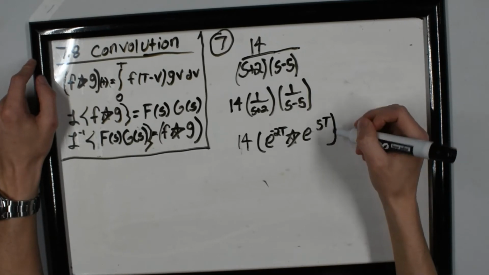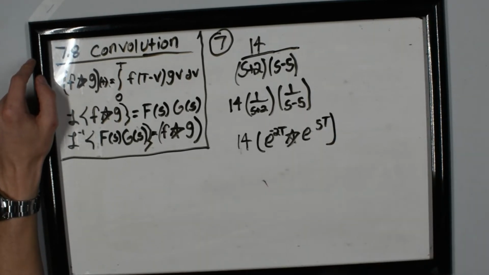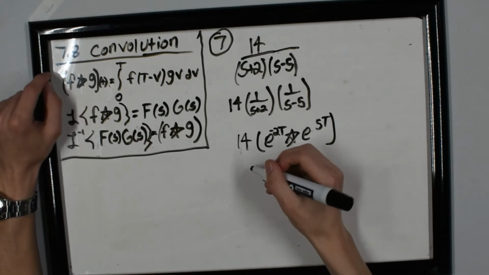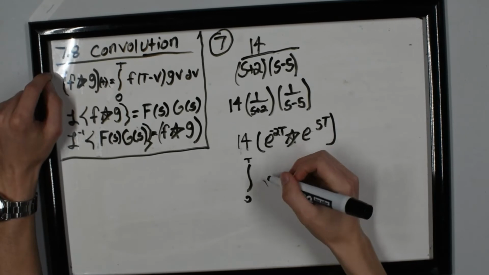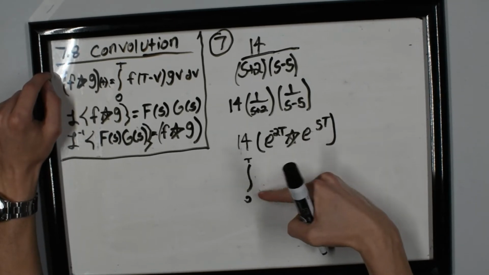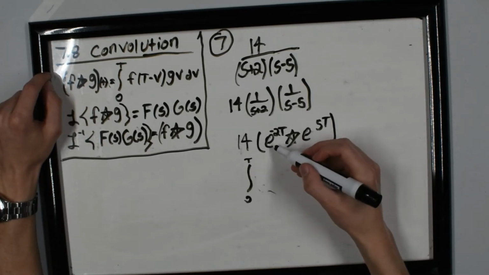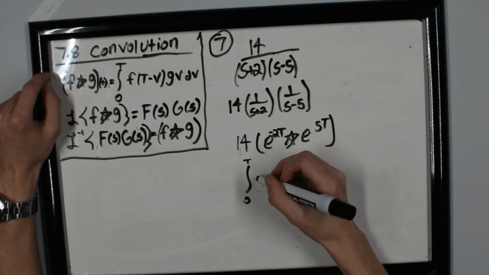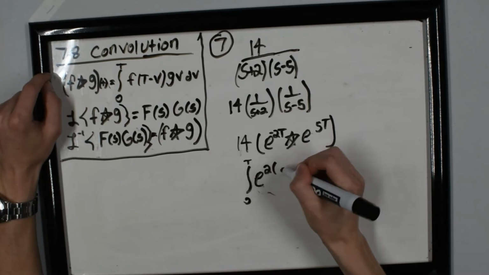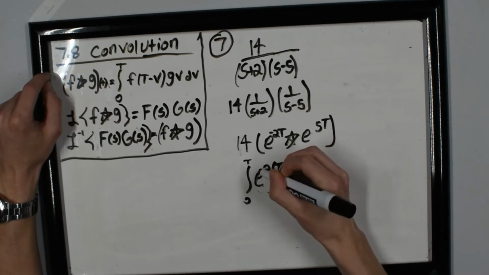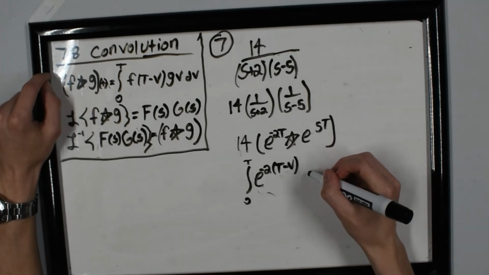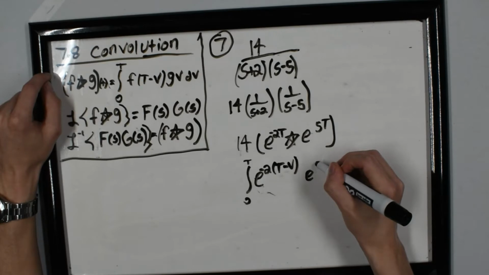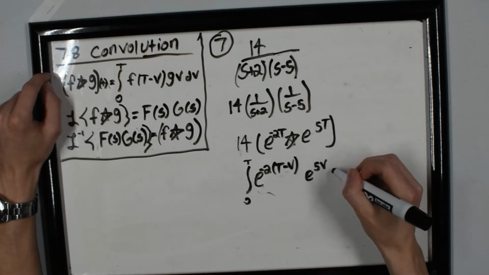Okay, so we can simplify this a little bit further here. We can say the integral from 0 to t of f of t minus v. Well, f of t minus v is this term minus v. So we have e to the negative 2 times (t minus v). Or remember, that's a negative 2. I keep forgetting that for some reason. Times g of v, which is just e to the 5v dv.